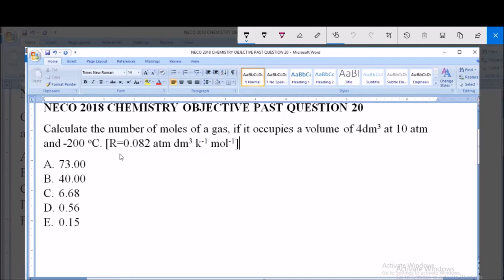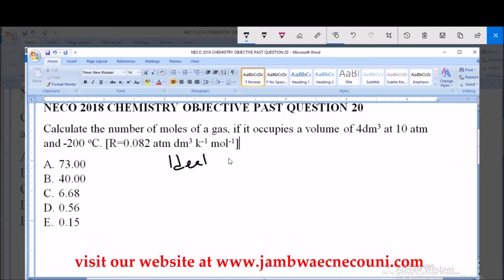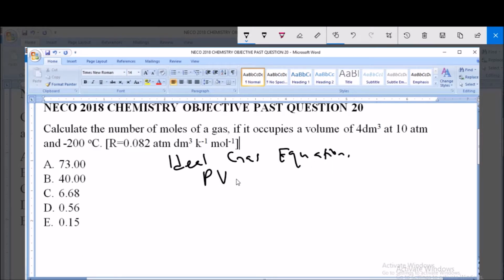From the variables given in the question, this is a calculation involving the ideal gas equation, which is given as PV = nRT. Where P is the pressure, which we have here as 10 atm, V is the volume in dm³, n is the number of moles, R is the ideal gas constant, and T is the temperature in Kelvin.